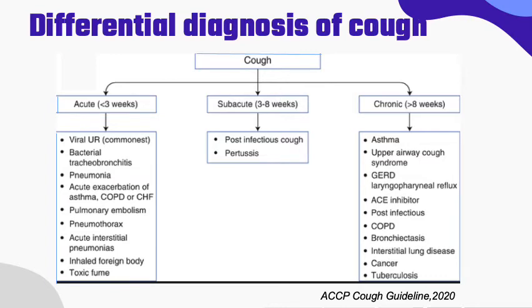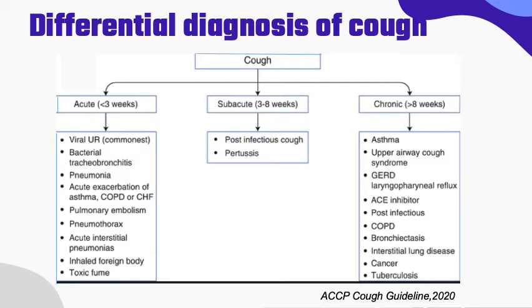For acute cough, it's important that there are non infectious causes such as asthma, COPD, congestive heart failure, pulmonary embolism, pneumothorax, acute interstitial pneumonias. The history of inhaled foreign bodies or toxic fumes might give you an idea. And this can differentiate from infectious causes. Among the infectious causes, it's important to distinguish viral upper respiratory tract infections, which are most common in the outpatient, versus bacterial tracheobronchitis and pneumonia.